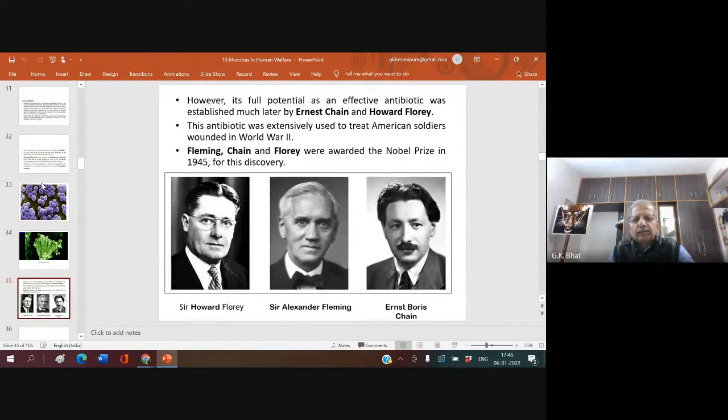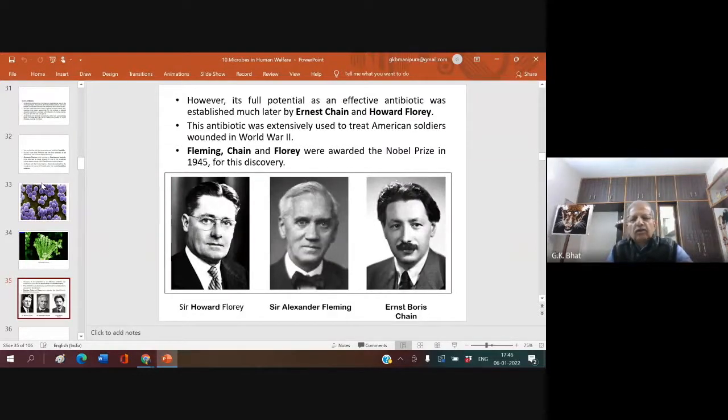Fleming did not know its medicinal value. It was only after Ernst Chain and Howard Florey showed that it is a very effective antibiotic. This antibiotic was extensively used to treat American soldiers wounded in World War II.